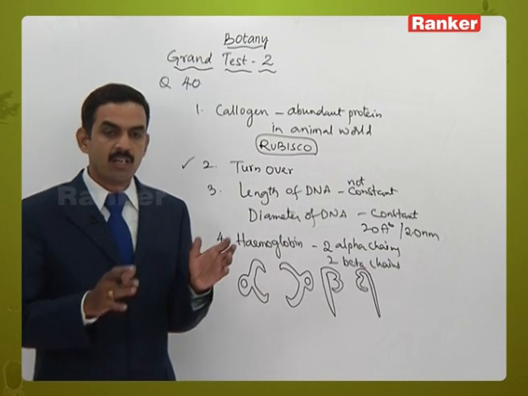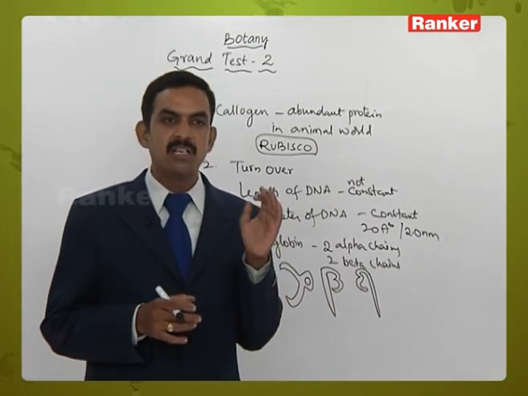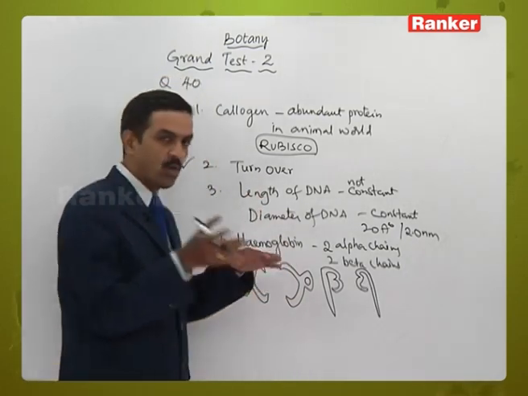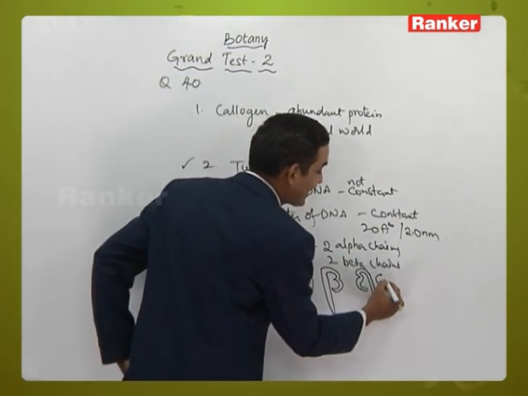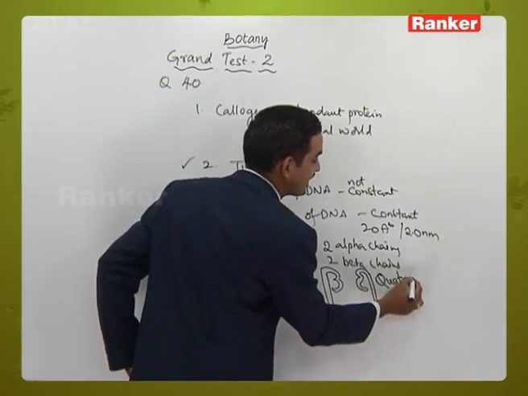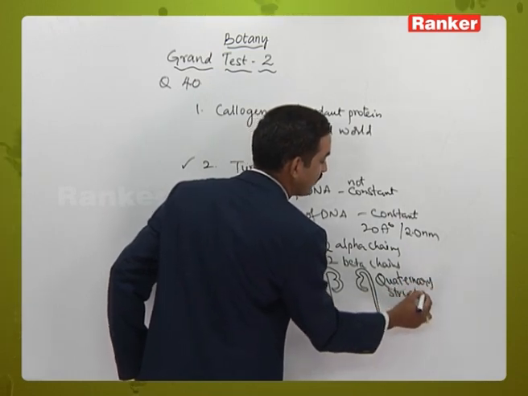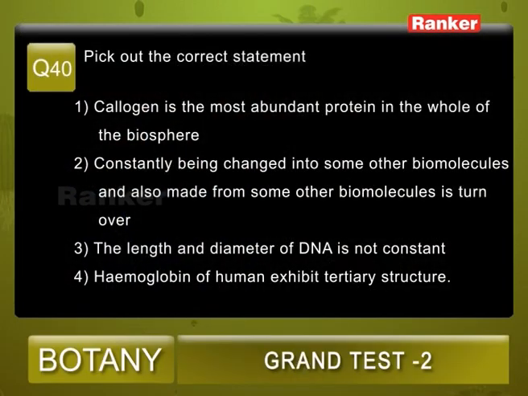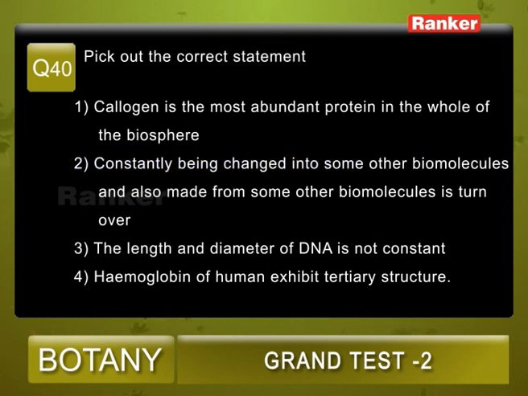In proteins we know that primary structure, secondary structure, tertiary structure and quaternary structure are there. All these 4 chains are overlapping one above the other, and when they overlap like that, it is a quaternary structure, but not the tertiary structure, right? So this is also incorrect. From the given options we can say that 1, 3 and 4 are incorrect. Only the correct statement is 2. Question number 40, the correct answer is 2.